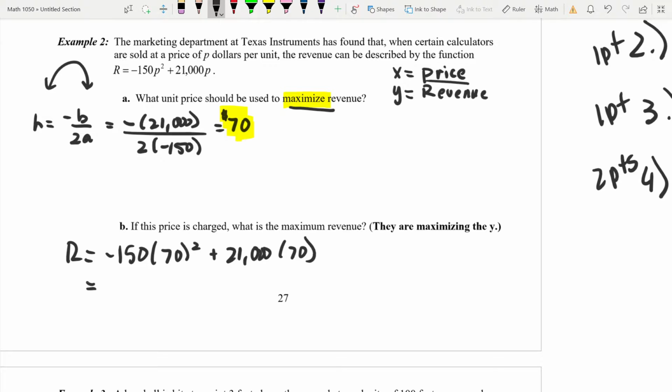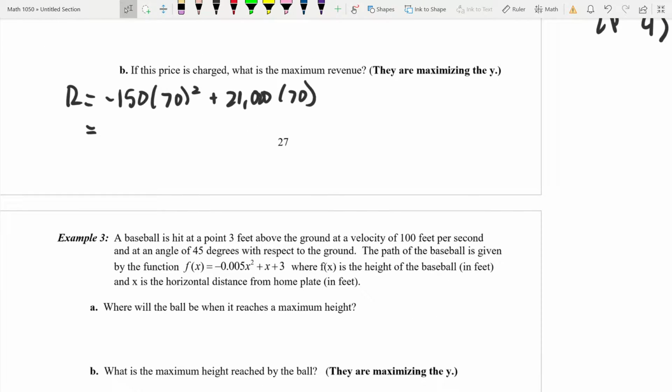Okay, grab your calculator. And I want you to put it in exactly the way that you see it. Okay, so everybody go negative 150 parenthesis and then go 70, close your parenthesis, then hit x squared plus 21,000 parenthesis 70, close it, enter, and you get 735,000. What's my label? $.